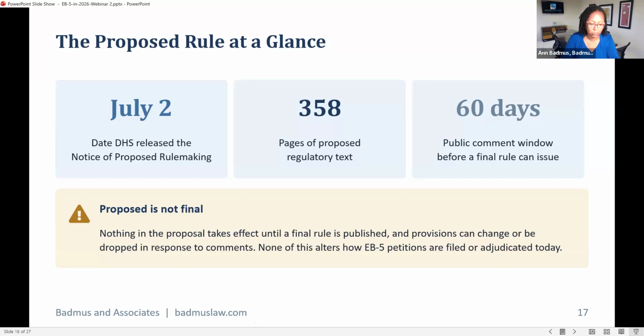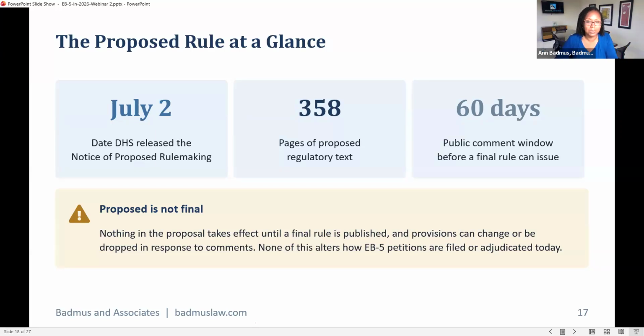But keep in mind with these rules, this is a proposal. Nothing takes effect until the final rule is published. And so there can be changes, as I mentioned, after public comments. Sometimes the government does make changes, depending on what they hear back from the public. But none of this really affects today in terms of filing. So as long as the rule is not in effect, we want to know about it, especially if you're not ready to invest now or start your EB-5 petition now, you need to know what could be a change in the future.